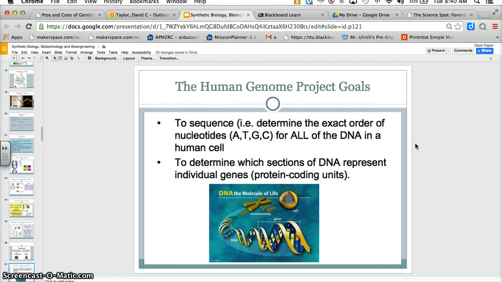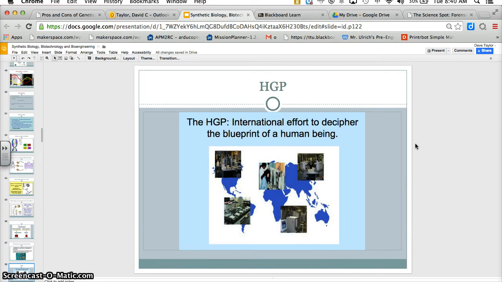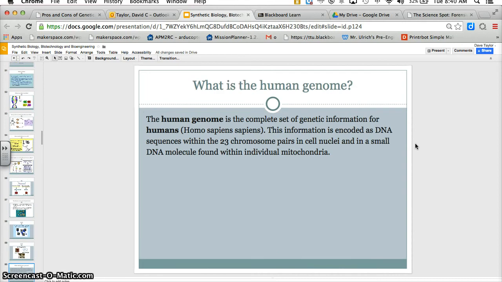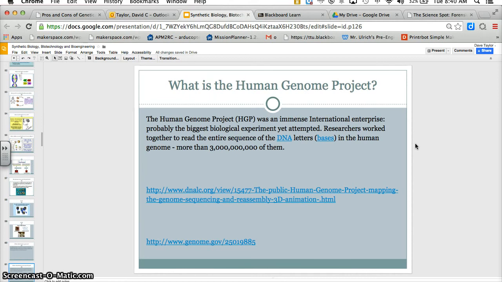Then we looked at the Human Genome Project. The goal was to sequence the human genome. This was an international project done all over the world. They took DNA samples and scientists sequenced DNA here. The human genome is a complete set of genetic information for humans. Below are two links that dig deep into the human genome and will give us more information on that. You can go through those links.